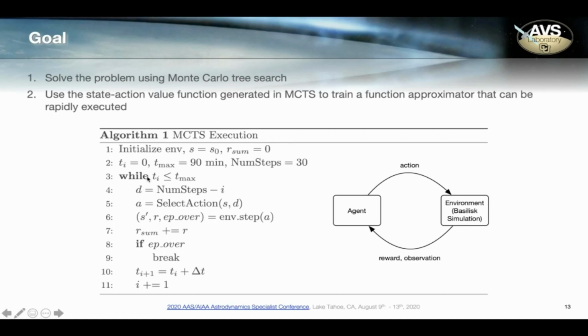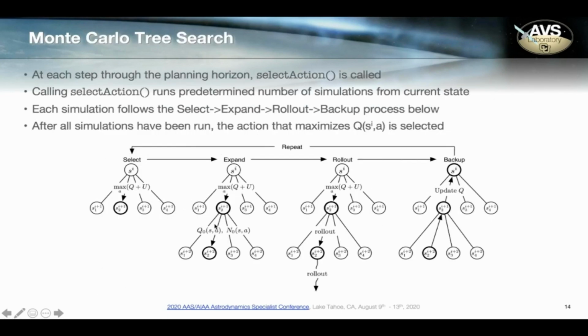This algorithm here just shows how MCTS is executed within the simulation. So at each step through the environment, this select action function is called, and the state and the depth of search are passed in. After the environment is stepped through, a new state and reward are returned, and the process just repeats.